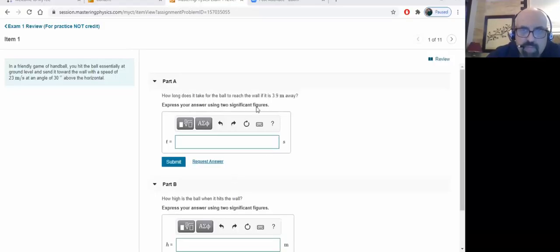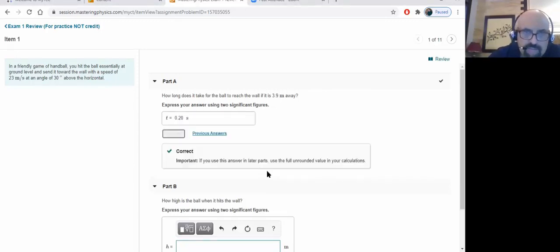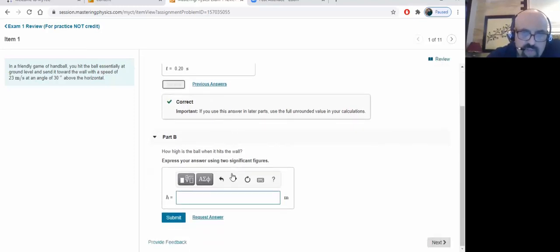So the time came out to be 0.19579. So we need to round it off to 2 significant figures. So this will be basically 0.20. Let's see if we are going to get the right answer here. And you can see that's the correct answer. Again, guys, remember each one of you will get different values. So make sure you solve it based upon the values you have.